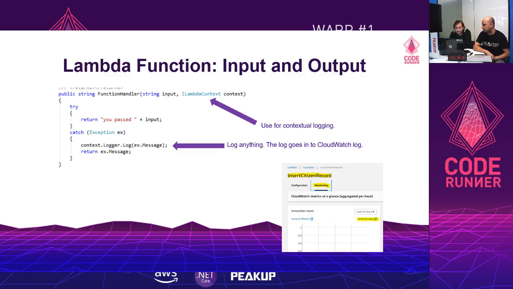And this is a sample function handler, and you can log in your functions. As I said before, there's a context for that. In that context, there is an object called logger, and you can log into that. That actually creates a log in CloudWatch. So you can go and look at the logs in CloudWatch. CloudWatch is another service in AWS.